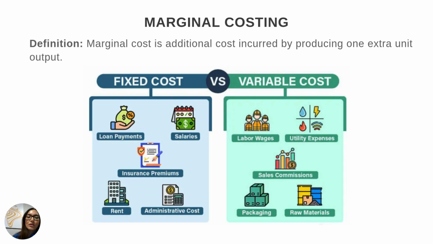The definition of marginal cost is that it is the additional cost incurred by producing one extra unit of output. Costs are in general divided into two: fixed costs and variable costs. As we know, fixed costs include loan payments, salaries, insurance premiums, rents, administrative costs, the costs that do not change and don't depend on produced items, the volume. So it doesn't matter if we produce or not. Anyway, we need to pay our loans.